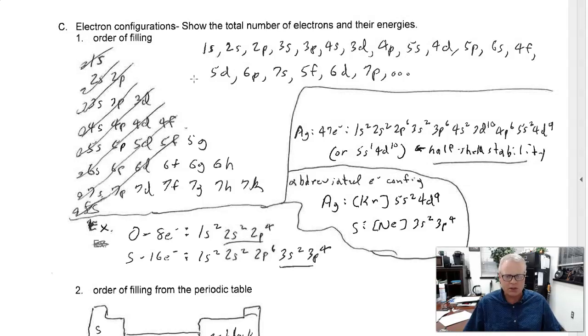With electron configurations, you need to write something called the order of filling. The order of filling is a list of the sublevels, or subshells as we call them, listed from the lowest energy subshell up to the highest energy subshell.